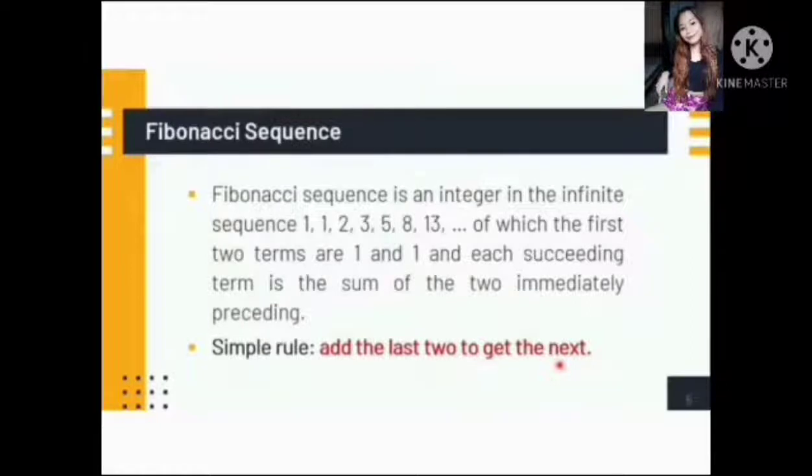Okay, the Fibonacci sequence is an integer in the infinite sequence 1, 1, 2, 3, 5, 8, 13. So, makikita natin na bago mo makuha yung next term, i-add lang yung last two terms. Kagaya nito, 8 plus 13 is 21. So, para makuha yung next term, add nyo lang 21 plus 13, get 34. So, 55, 89, 144. Ibig sabihin, 144 pairs will be there at the end of the 1 year.